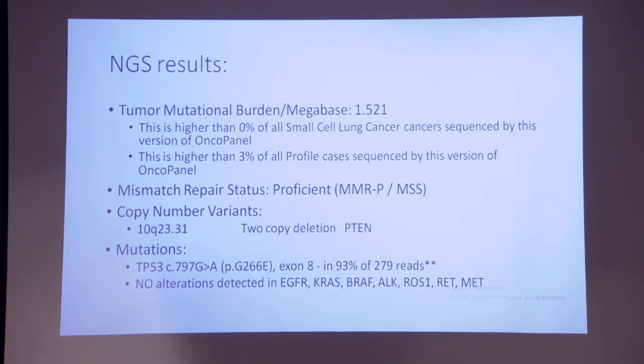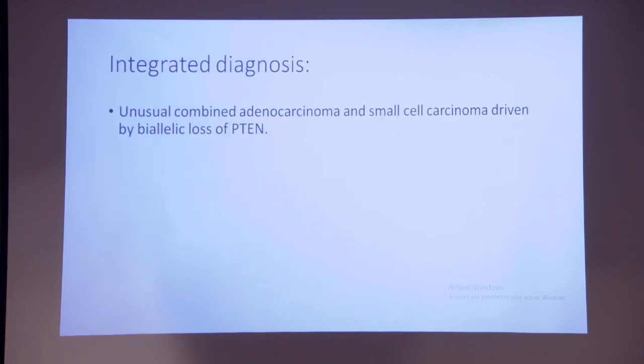Mismatch repair proficient. This is something we do routinely with our next-gen testing. And then we identified essentially a complete deletion of PTEN. So this appears to be the driver in this case. A P53 mutation you can see in the vast majority of the reads. No other targetable alterations or other oncogenic driver mutations.